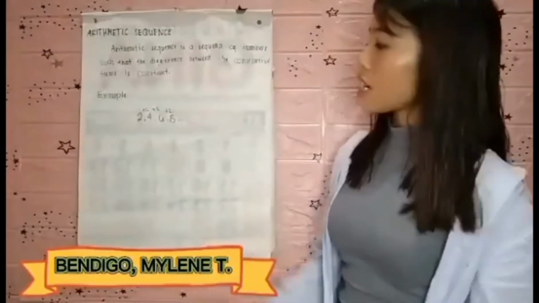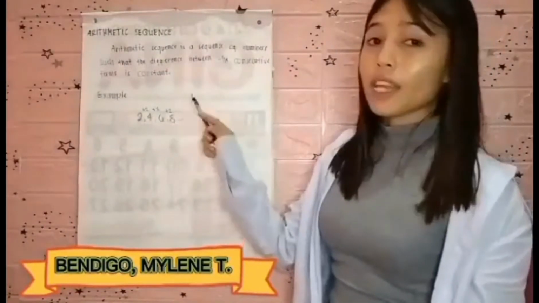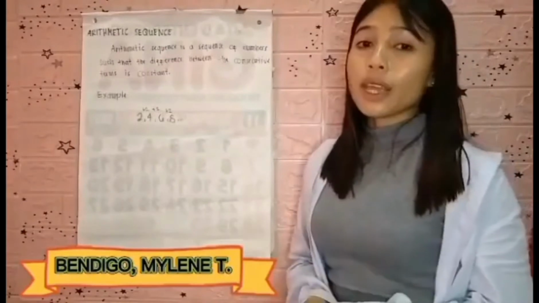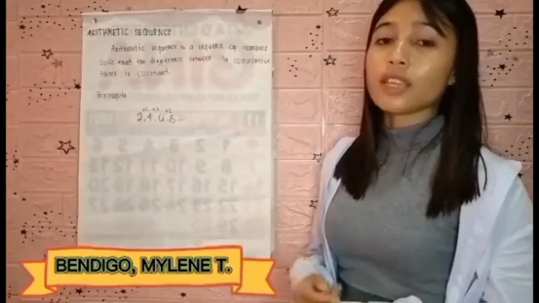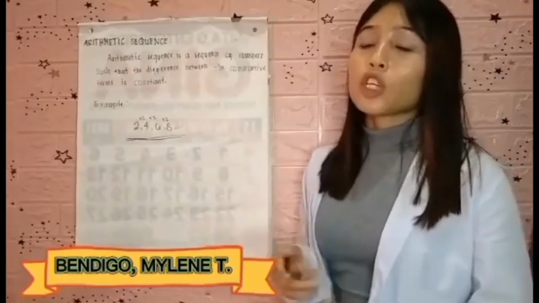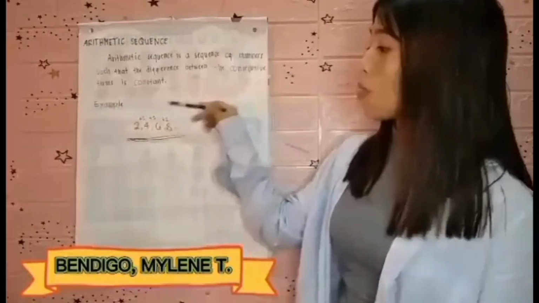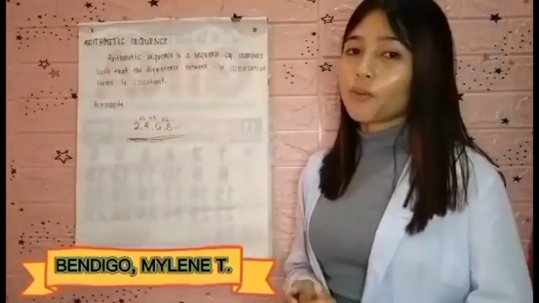So let's try to do this. 4 minus 2, that's 2. 6 minus 4, that's 2. And 8 minus 6, that is also 2. So this made it an arithmetic sequence because the difference of consecutive terms is constant. What does constant mean? The same. So when we subtract the consecutive numbers in our sequence, the same 2 came out. So this is now an arithmetic sequence.